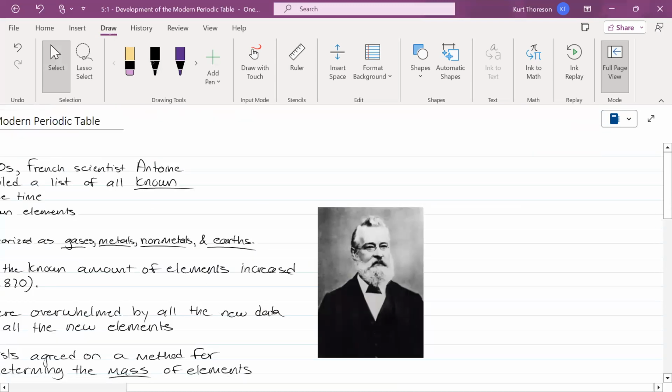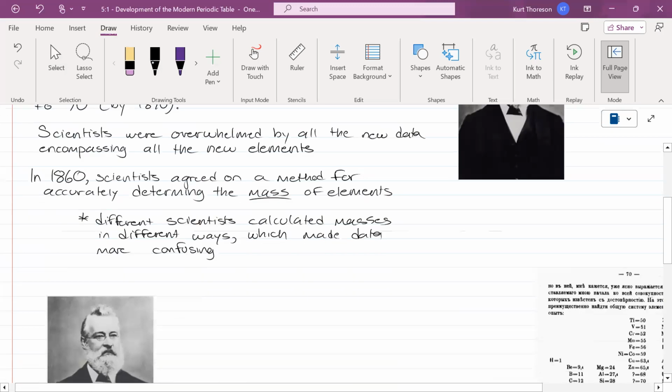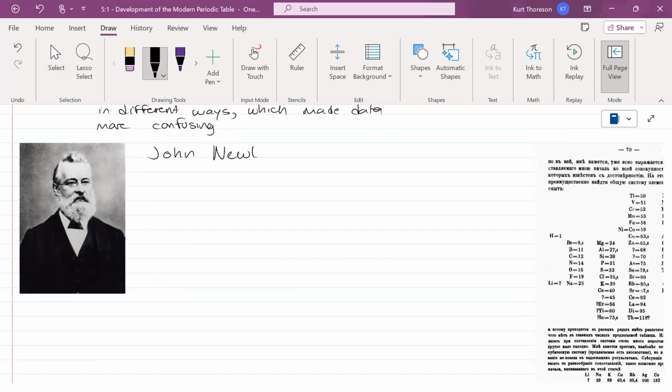So the first guy I want to show you is this dead fella. What? He's dead. This is John Newlands. He decided to organize elements by increasing atomic mass.